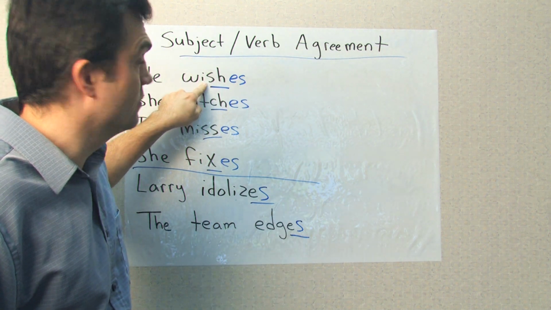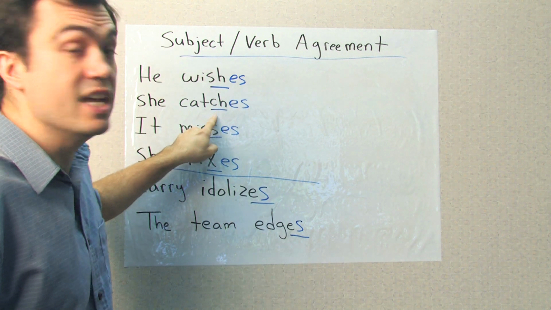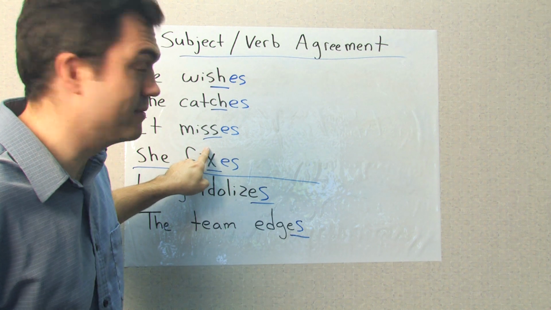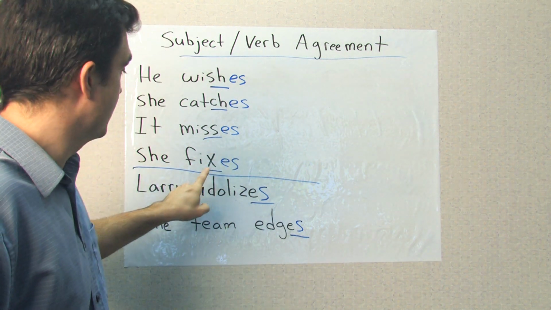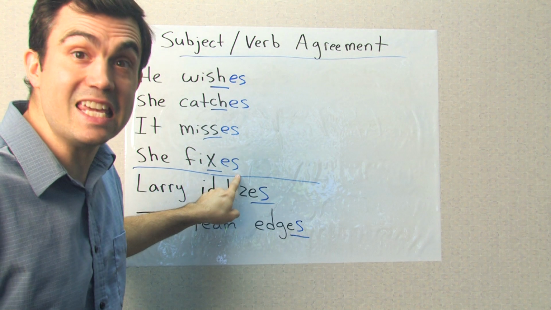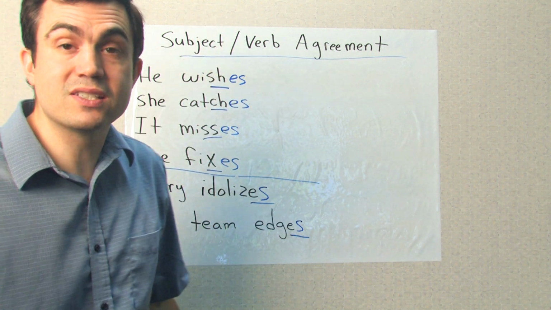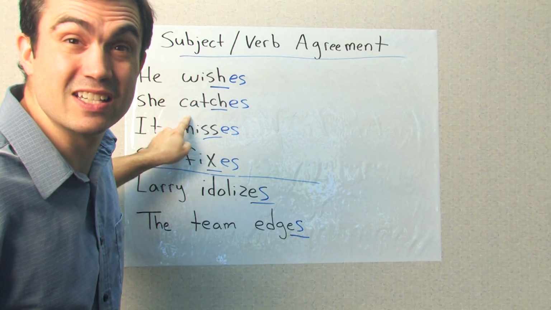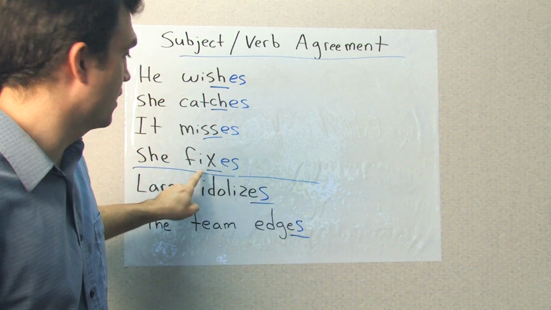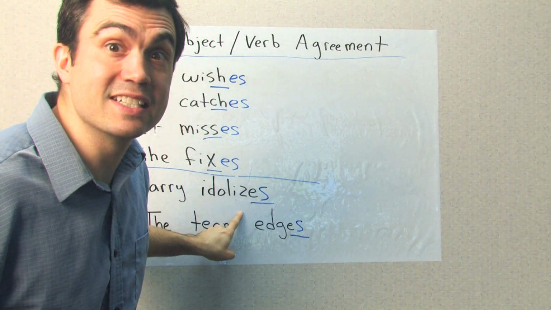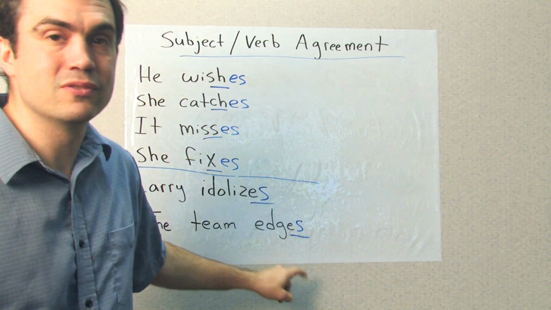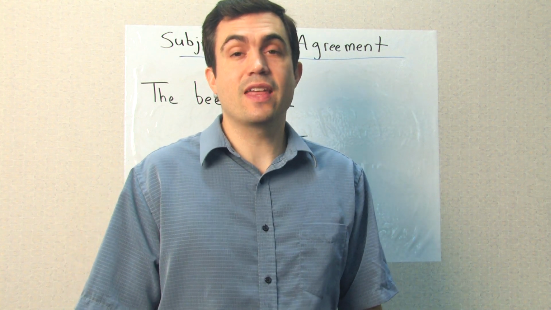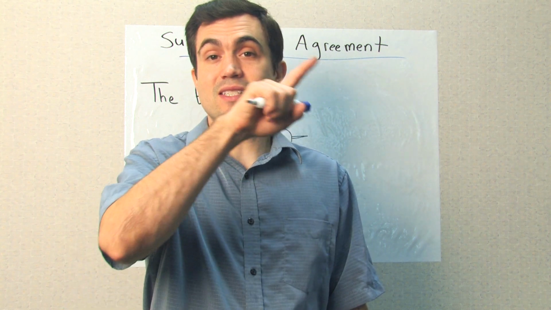So sh, es. Ch, es. SS, es. X, es. All of these sound like ez. Wishes, catches, misses, fixes, idolizes, edges. Okay? And there's one more that ends in es, and that's a verb that ends in a z.